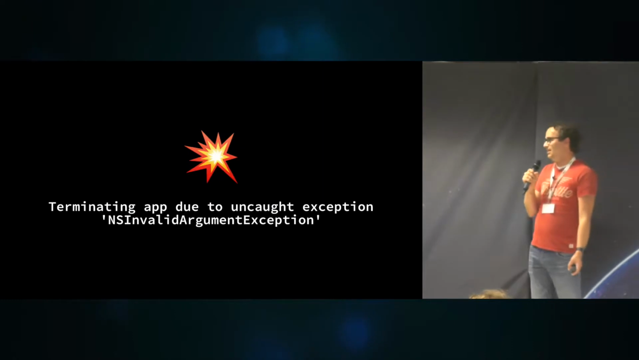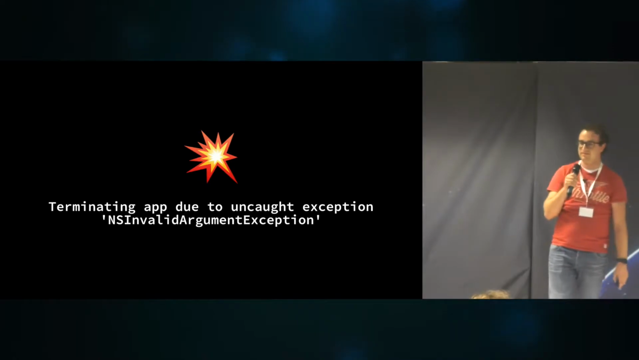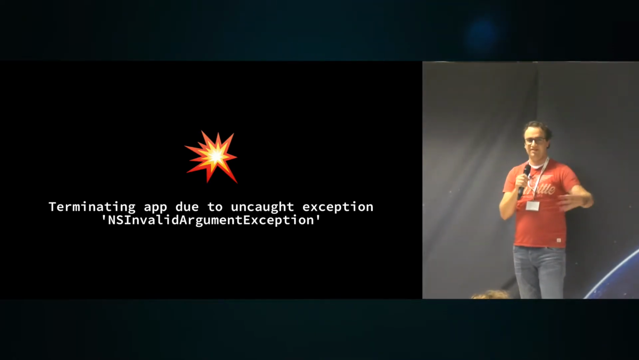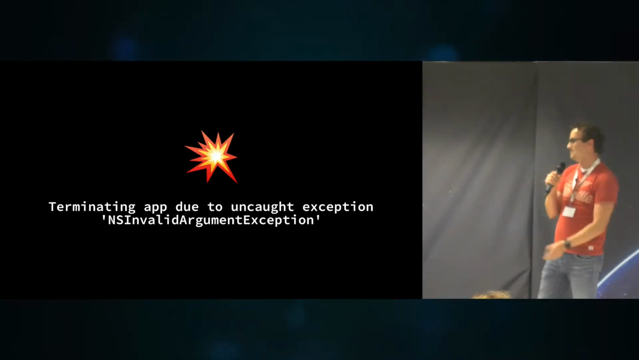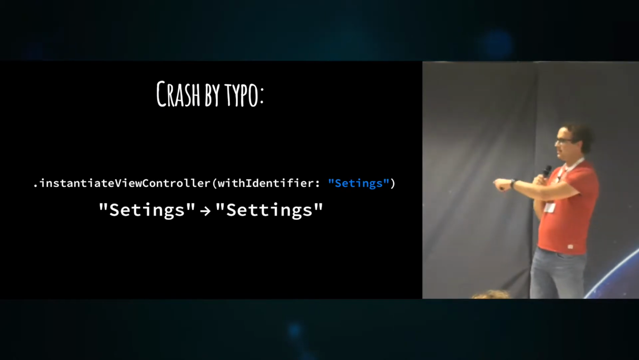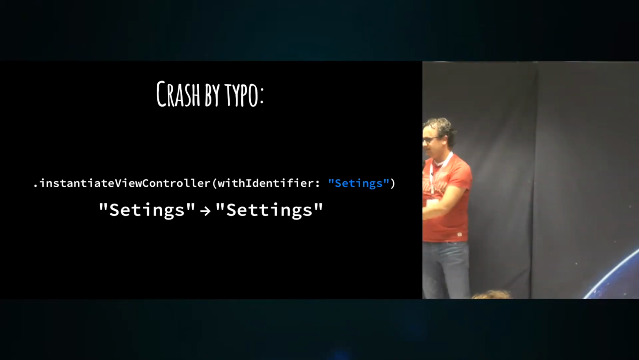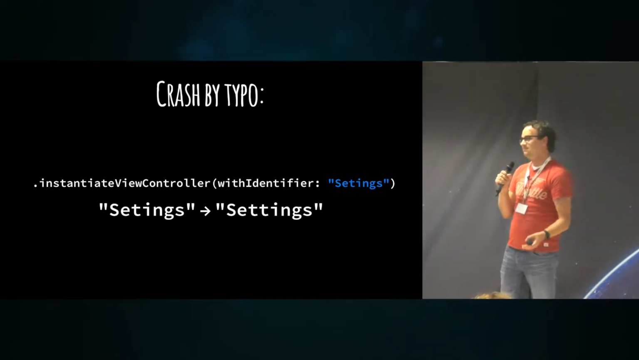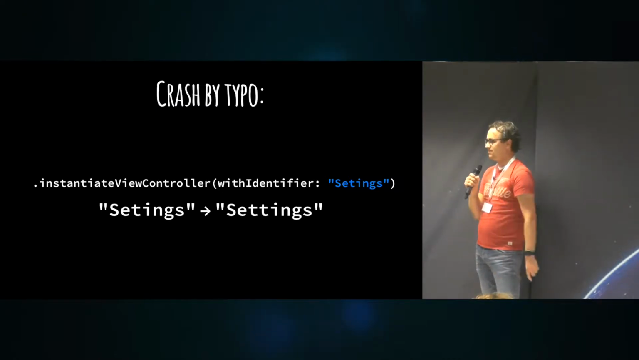And then, boom, I got this: terminating app due to uncaught exception, invalid argument exception. Yeah, that's awful. I was totally in the mindset of, well, the compiler accepts it, it's Swift, it will work. No. So this is a classic crash by typo. I typed settings with one T, and it should be with double T. Those are awful things, not really nice. Well, you can fix them.